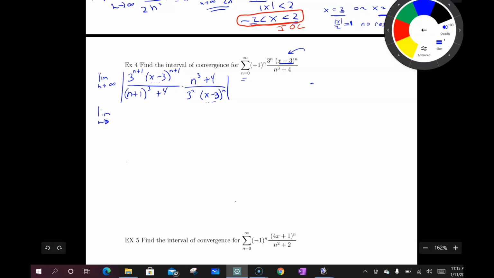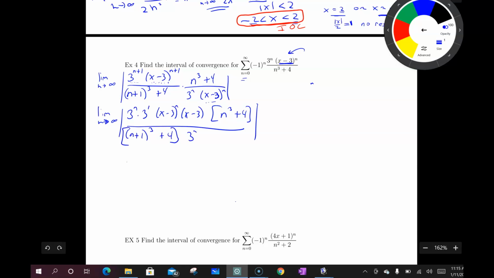So let's take the time to split this term up to 3 to the n times 3 to the 1. Let's split this term up, x minus 3 to the n, x minus 3, and then this is going to be times n cubed plus 4 over n plus 1 cubed plus 4, and then 3 to the n, x minus 3 to the n. All right, let's see what canceling I've got here. So the x minus 3 to the n's go away. The 3 to the n's go away.